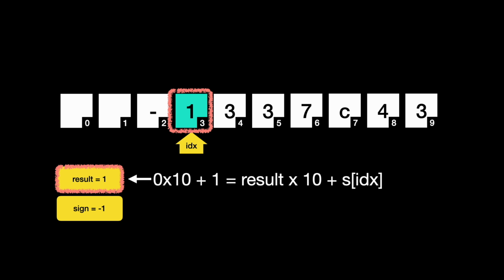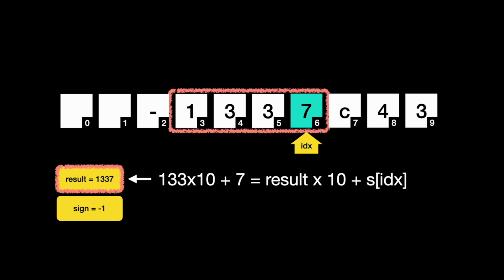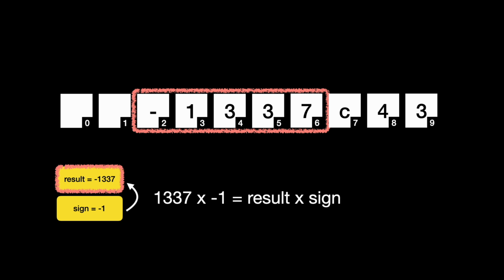Now we're looking at the digits. Here's where we build the number using base 10 logic. For every digit, we multiply result by 10 and add the new digit. So we go like this. After that, we reach the character C, which is not a digit, so we stop right there. Now we multiply our result by the sign. Let's make sure it's within the 32-bit signed integer range. In this case, minus 1337 is totally fine, so we keep it as is. And that's it. We return minus 1337 as our final answer.